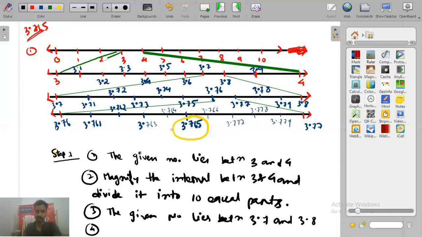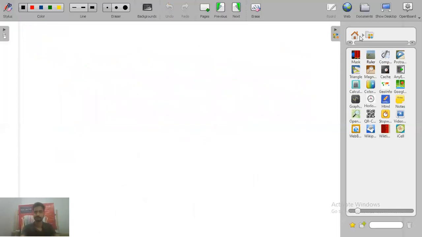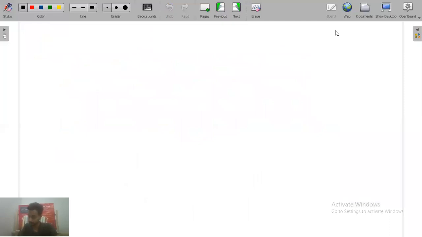Now see the next question. Now all of you see the next question. What is the next question? Visualize 4.26 bar on the number line up to 4 decimal places. Now see this question number 2. You have to visualize 4.26 bar. That thing you know.